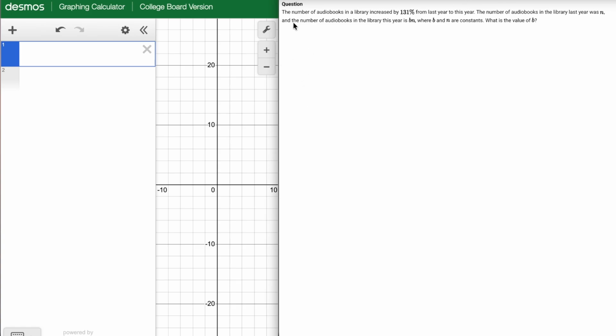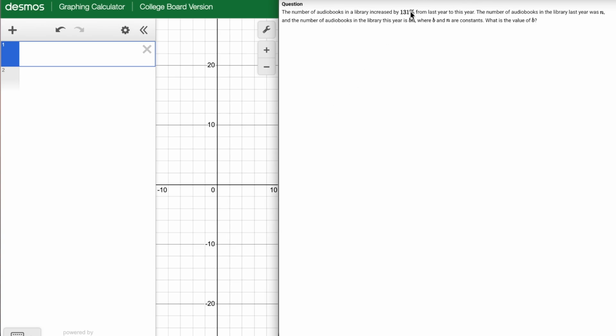The example says the number of audiobooks in a library increased by 131% from last year to this year. The number of audiobooks in the library last year was N, and the number this year is Bn, where B and N are constants. What is the value of B? Most of you would see "increased by 131%" and then that it's asking for Bn. So this seems like a percent, and converting the percent to a decimal gives how many times N.